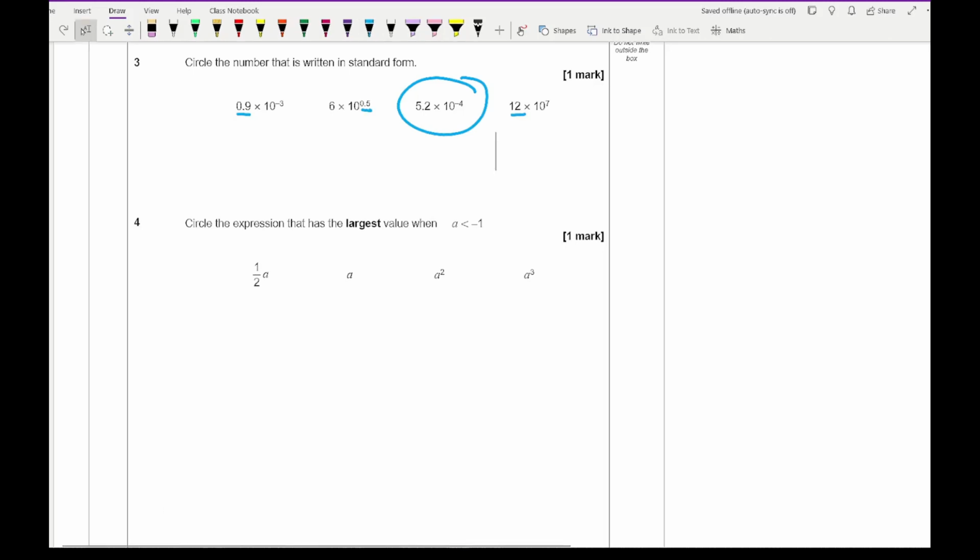Question 4, it says circle the expression that has the largest value when a is less than -1. So let's work out what the smallest number is actually be. So let's imagine that it's -2. So if a equals -2, then this is going to equal -4. This is going to be -2. This is going to be +4, and this is going to be -8. So our correct answer we should have is a cubed.